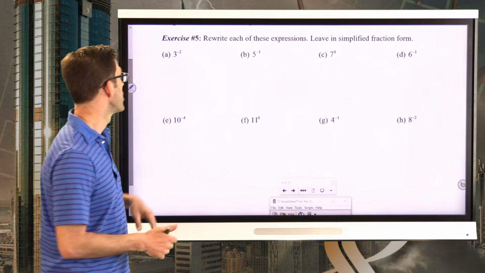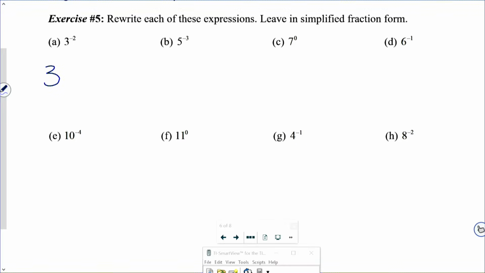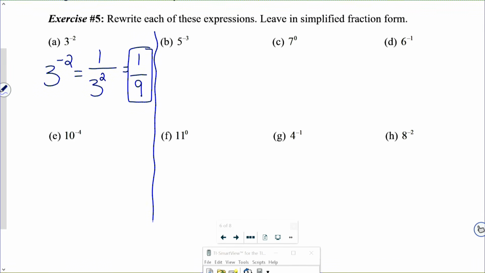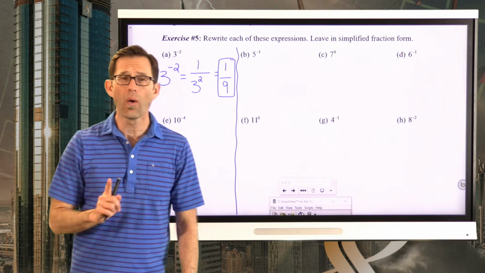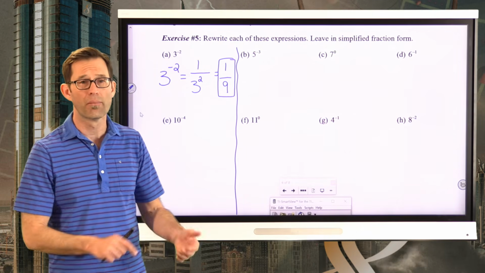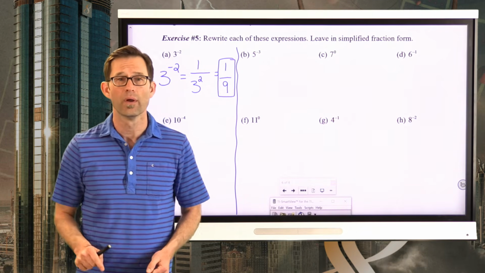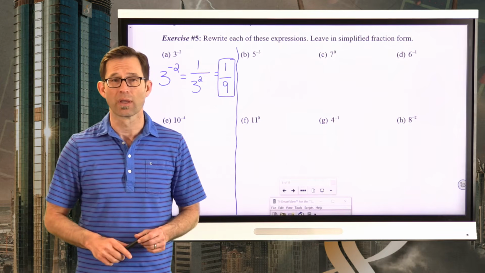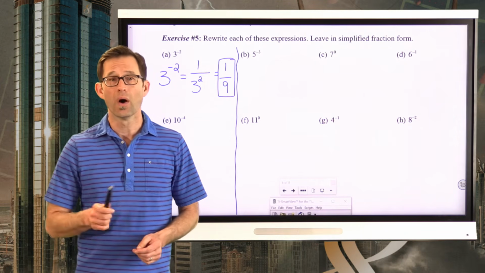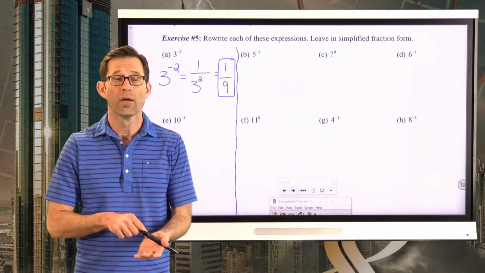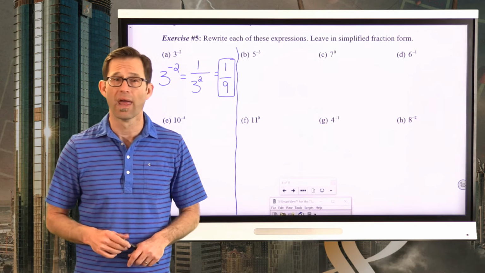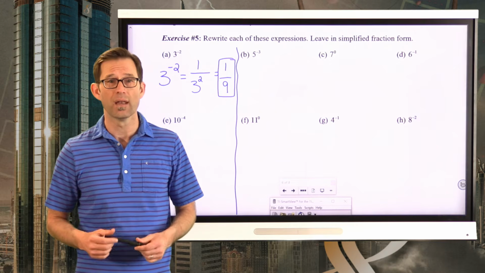So something like letter A, where we've got 3 to the minus 2, this is just going to be 1 divided by 3 to the positive 2, and 3 squared is 9, so that's going to be 1/9. What you absolutely positively do not want to do right now is just pull your calculator out and put in 3 raised to the negative 2. That is not math, that is button pushing. And trust me when I say this, no one in this world is just going to pay you money for punching buttons on a calculator and having no idea why you get the results you get.